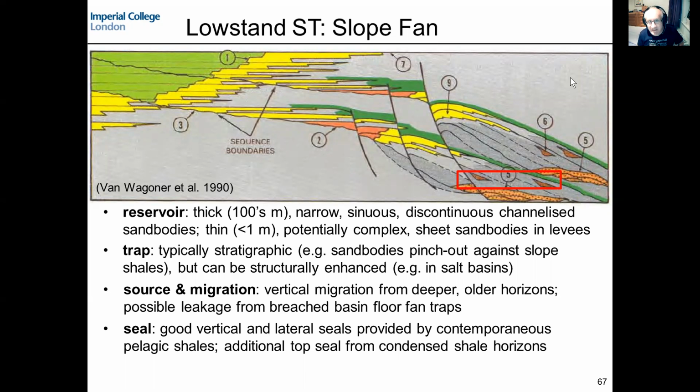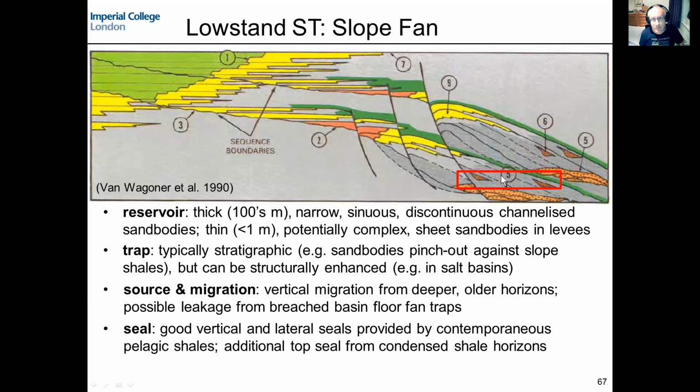Okay, we can now move up to thinking about the Lowstand fans. So at this stage, we've re-established deposition within valleys at the shelf edge, and we also have a mixture of sandy and silty deposits on the slope itself as a slope fan. So these slope fans do have reservoir potential, not as good as the basin floor fans. Typically the sand bodies in here, many of them are channelized, relatively sinuous, with variable connectivity. So they're smaller and less well connected than the basin floor fans.